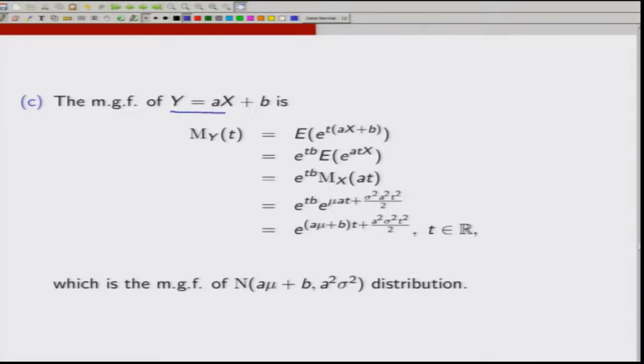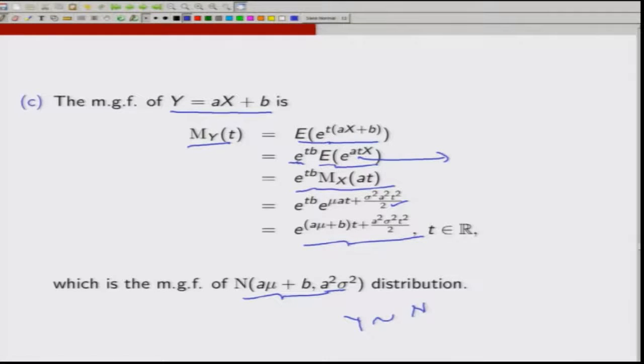Now let's see what the distribution of Y equal to aX plus b is. To show that it has a normal distribution, I'll show that its moment generating function is that of a normal distribution. So let us see M_Y(t), which is the expected value of e to power t(aX plus b). So it is e to power tb, which is a constant, comes outside, times the expected value of e to power atX, which is equal to e to power tb times the moment generating function of X at the point at. That would be mu times the argument at plus sigma square times the argument square, which is a square t square, by 2. I combine the terms of t, which gives e to power (a mu plus b)t plus a square sigma square t square by 2. Now this is nothing but the MGF of a normal distribution with mean a mu plus b and variance a square sigma square. So this proves that Y has a normal distribution with mean a mu plus b and a square sigma square as variance. So any linear function of a normal random variable is again normal.